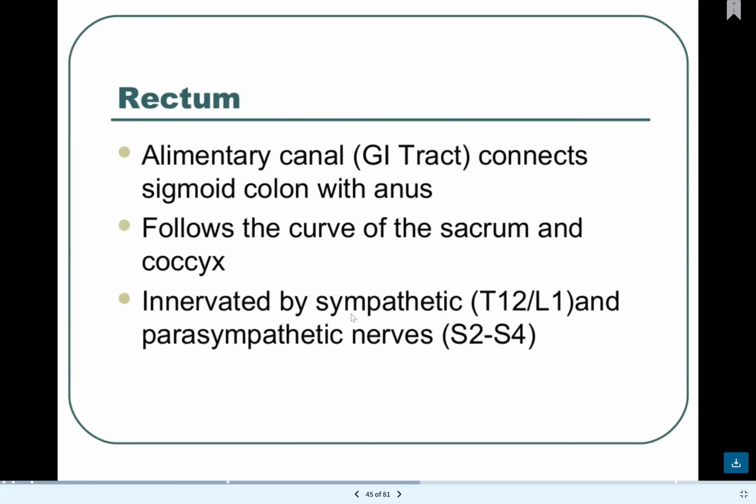Is this systemic anatomy or regional anatomy? Hello? Yeah, hello? Yeah, I'm listening. I think it's regional. Eh? Regional. You said? Regional.